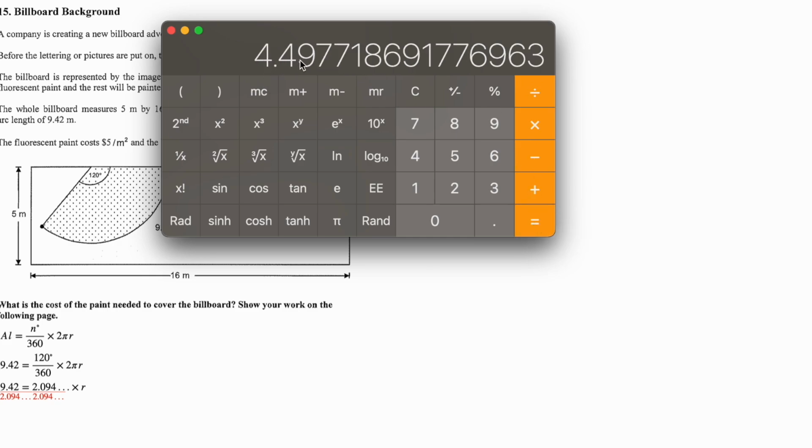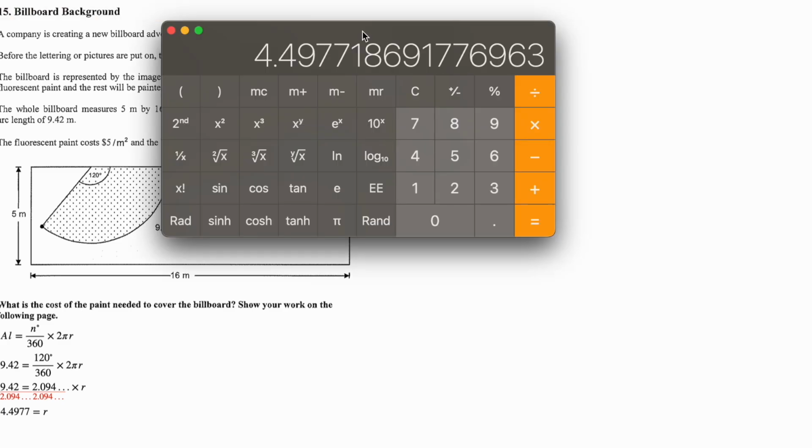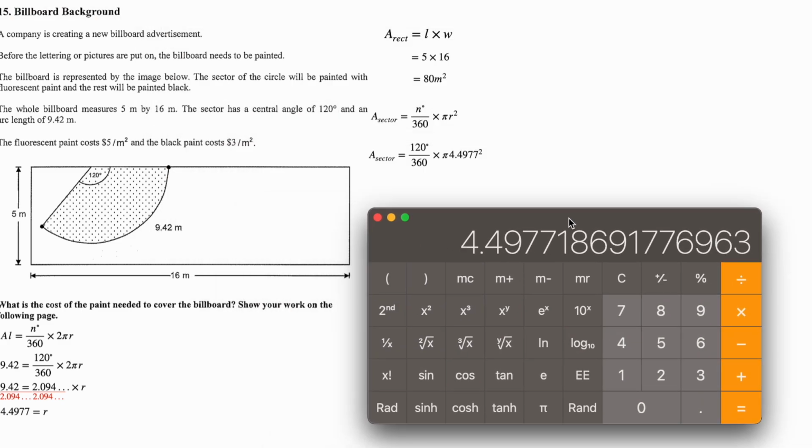That gives me 4.4977. Our radius is 4.4977 meters. And go back to this formula. Figure out the area of the sector: 120 over 360 times pi times the 4.4977, the radius, squared. This number, I'm going to square when the time comes to do that.